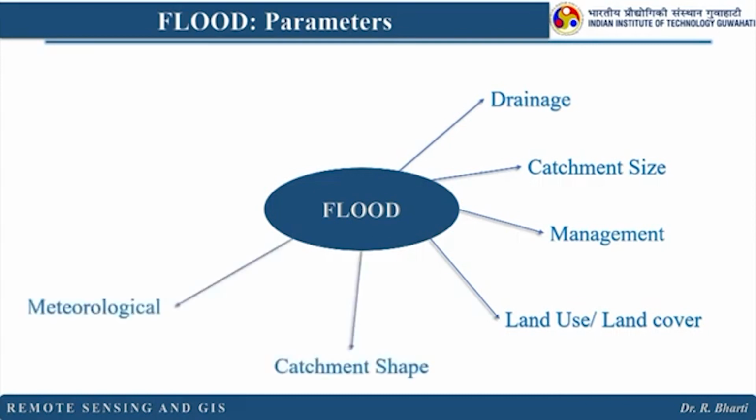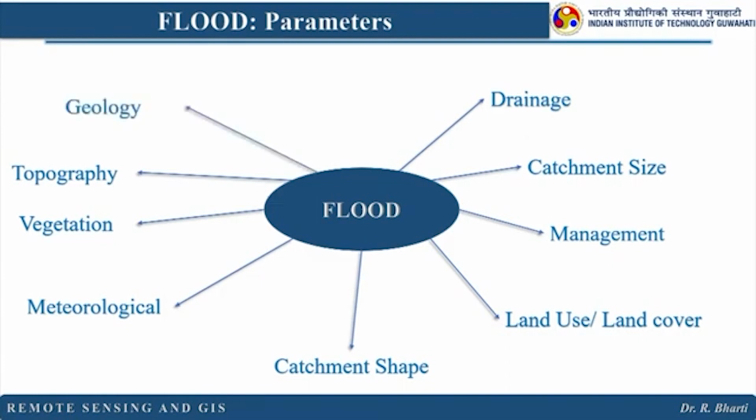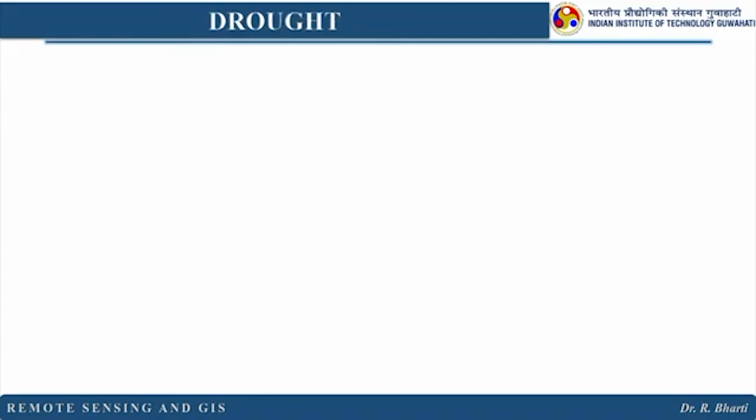Catchment shape, meteorological parameter, that is from other sources. Then vegetation, then topography, then geology, and then antecedent condition. So these are the parameters which play a very critical role in flood analysis. Many of them can be derived from remote sensing and GIS.